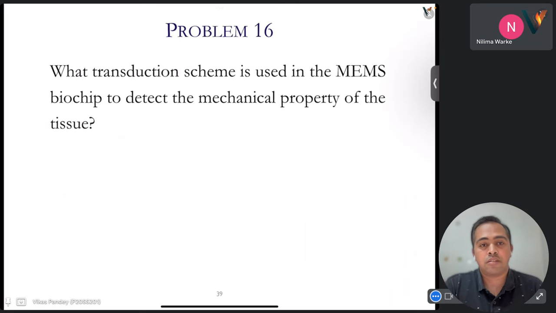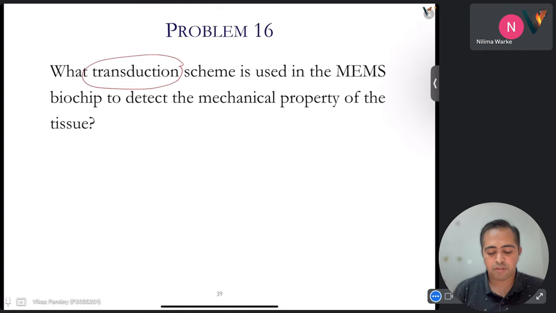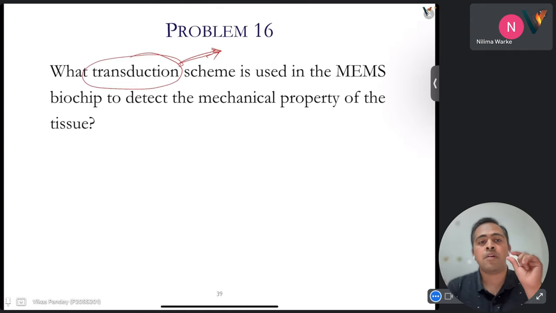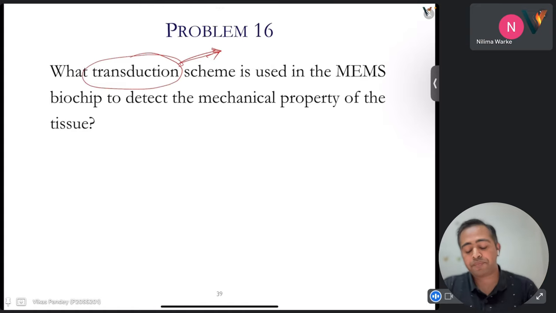What transduction scheme is used in the MEMS biochip to detect the mechanical property of the tissue? When we talk about transduction, it is the mechanism that is used to convert from one energy to another. So what is the mechanism that is used to detect the mechanical property of the tissue?